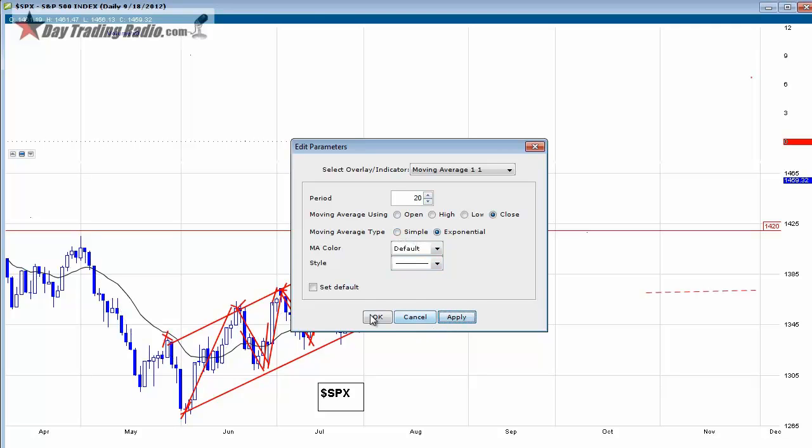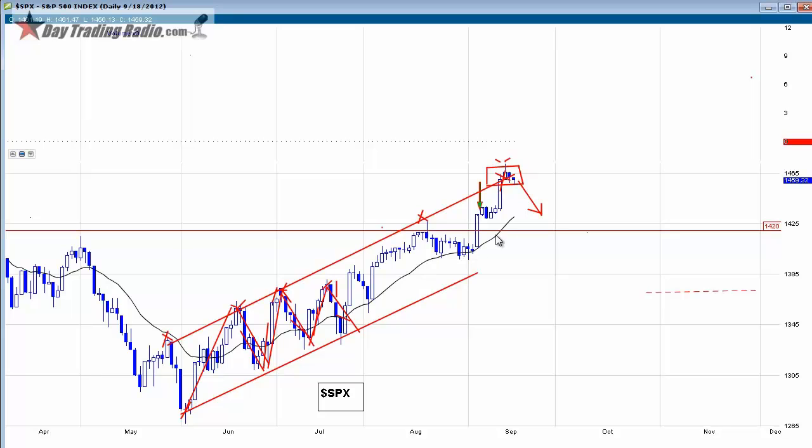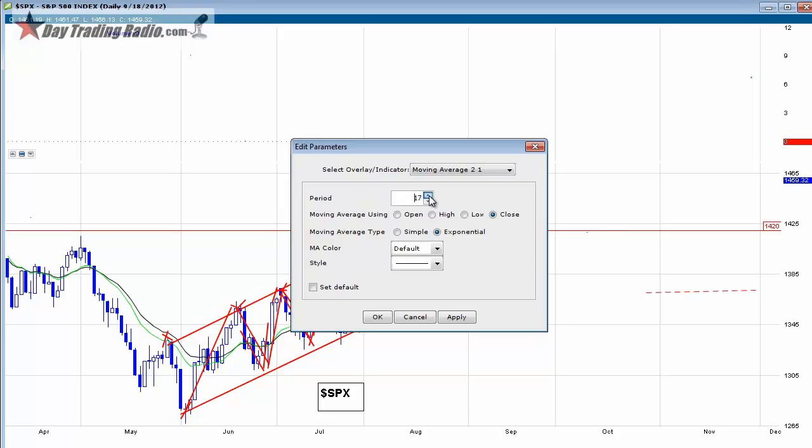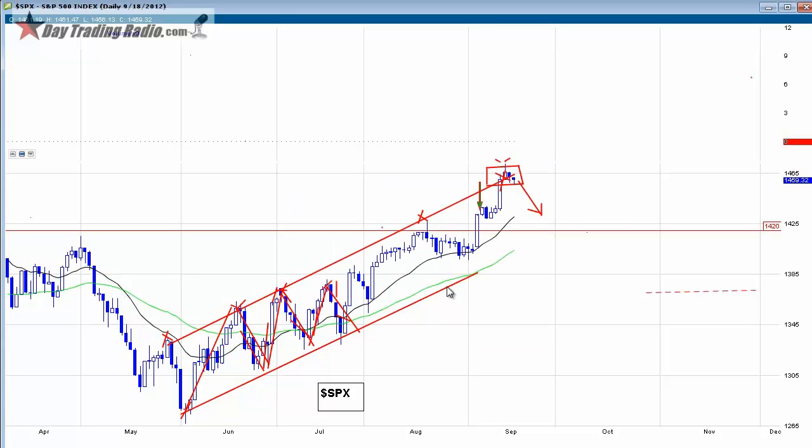Apply, and you can see how that one just plotted itself right under there. All right. So we're going to just start off with the 20-period moving average. I'll put one more on there, the 50, and then we'll worry about the 200 on another day. So here's the 50, apply it, and the 50 is in light green.